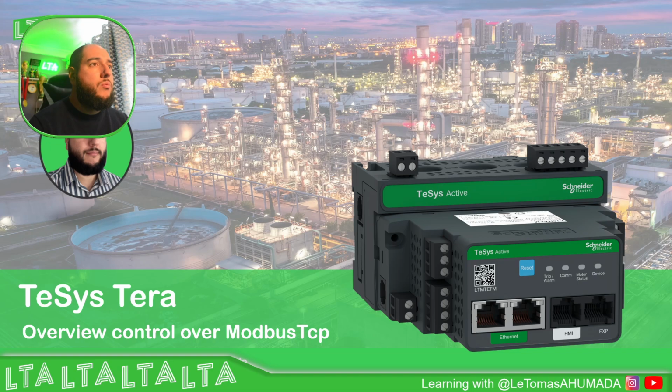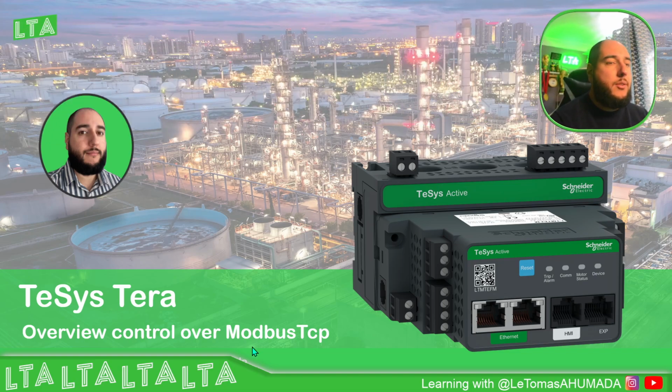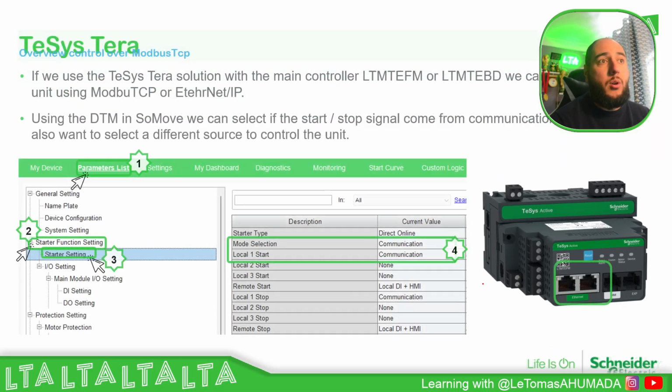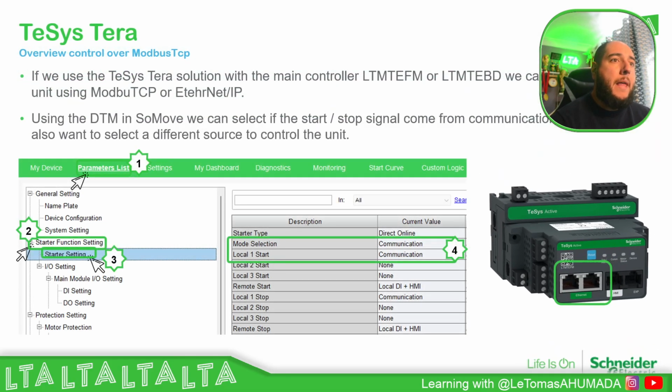So the first thing that we need to do is to configure the Ethernet port on the TeSys Tera, otherwise it will not work. Okay, we need to know that. And then we have many things to do. After you have configured the Ethernet port, what we need to understand is that we have different ways to control the device, and different sources.